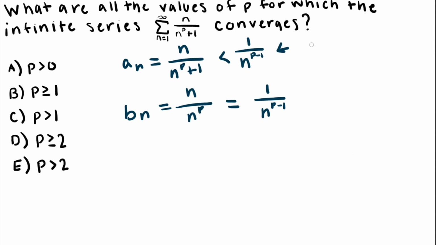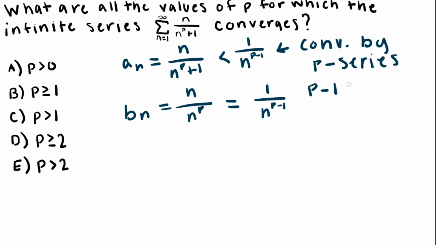And for this series to converge by p series, the p minus 1 needs to be greater than 1. So when you simplify that, you get p is greater than 2. That is E.